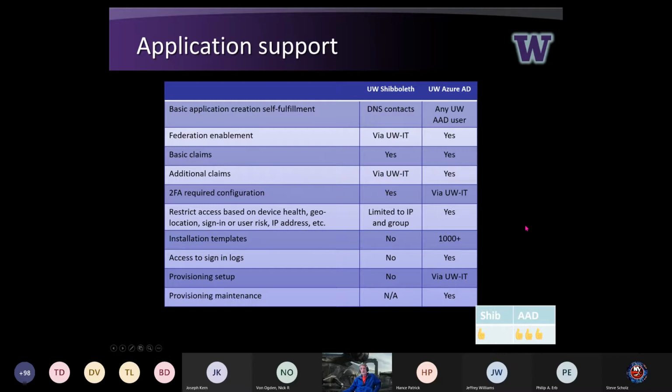All right, so let's move on to application support. Applications are really where IDPs shine. You have an IDP because you have some application that you want users to sign into. There's really a couple levels of applications. One is the basic federated application that just needs a default set of claims. From a self-provisioning perspective, any UW Azure AD user can do that for Azure AD. If you're a DNS contact for the application, then you can do that yourself for UW Shib via a custom portal that we've created.